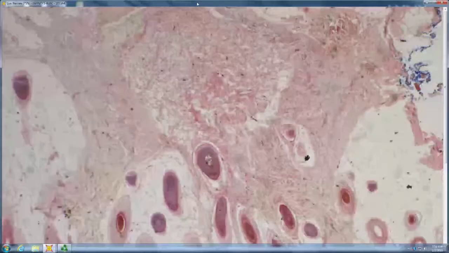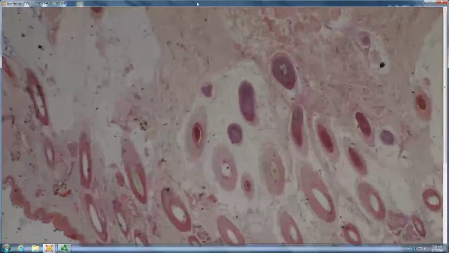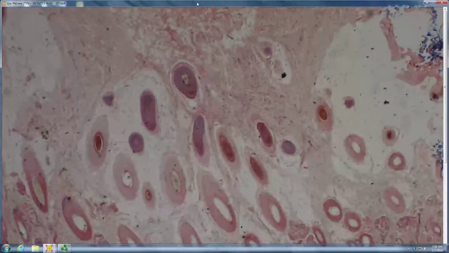Okay, David, where are we? Scalp, or it's a dog. Probably scalp. Yeah, probably scalp.